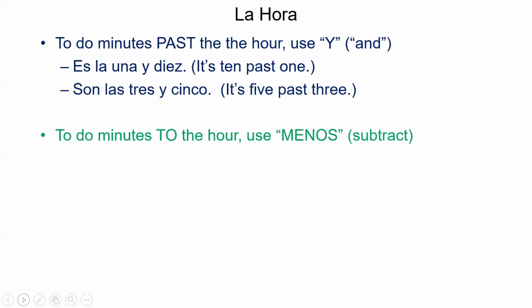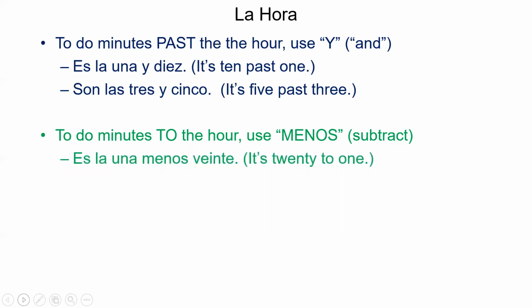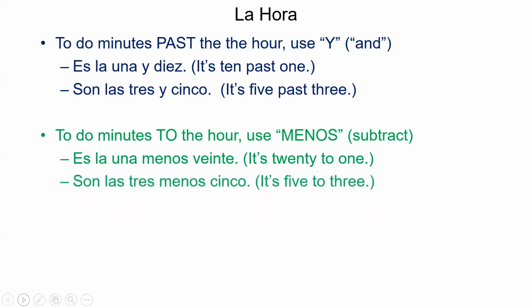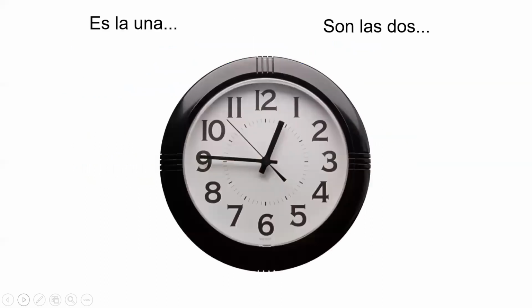But what about the minutes to the hour? To do minutes to the hour, we use the Spanish word menos, which we just met earlier on in our lesson when we were doing our sums. Menos actually means subtract, take away. Es la una menos veinte. It is 1 minus 20. It's 20 to 1. Son las tres menos cinco. It's 3 minus 5. In other words, 5 to 3.